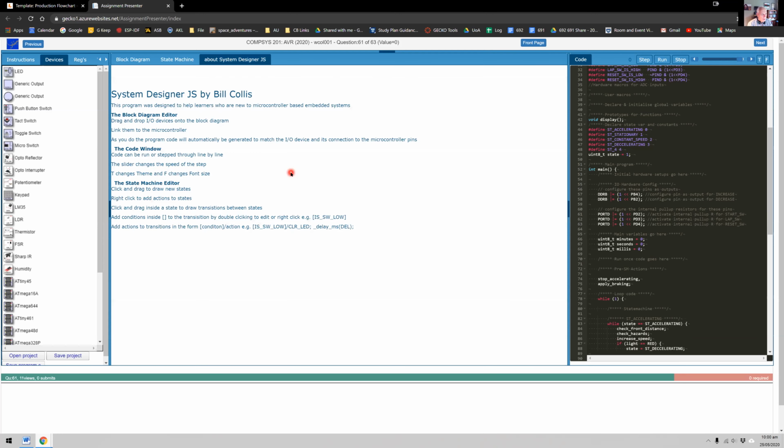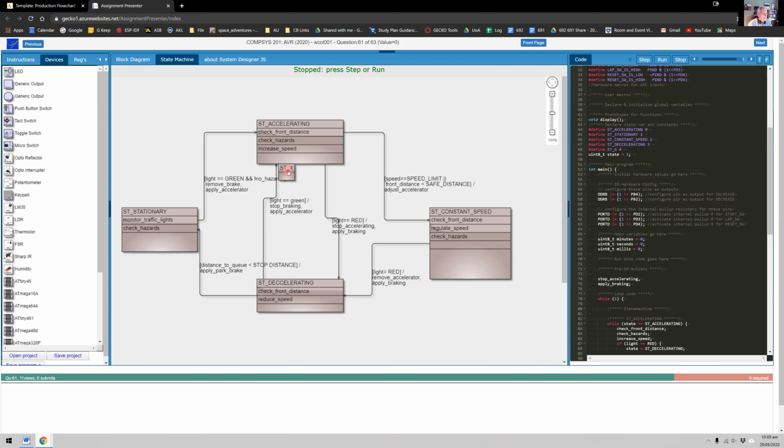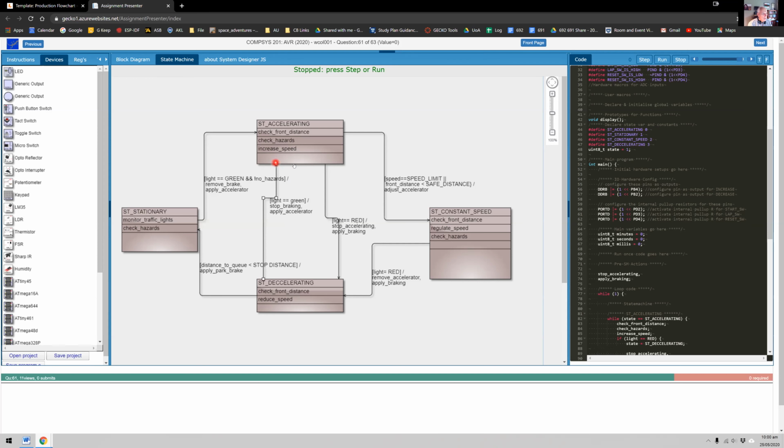Oops, I'm not adding a new state machine. I just want to move this over a little bit. There we go. So at this point, there are no hazards, the light is green, we remove the brake and apply the accelerator. So these are actions, okay? This is the transition, this is the condition that causes the transition. And before we go into the next state, these are the actions that we want to apply, because we only want to remove the brake when we're transitioning and we only want to apply the accelerator.